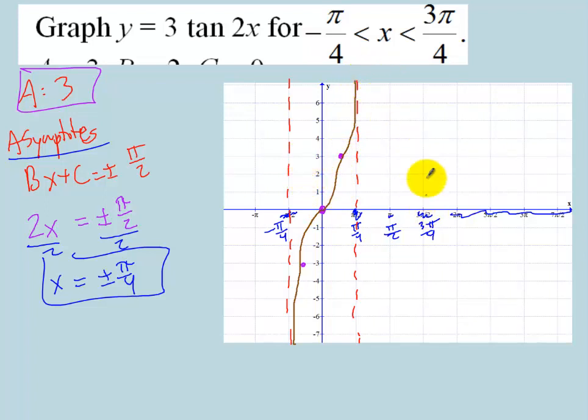And I need practice. But now I have to go to 3 pi over 4. Well, you're going to have asymptotes every pi over 2 here. So I'm going to have another tangent function shape right here. Oh, that was a much better curve. So there you go. That's my graph between that interval.